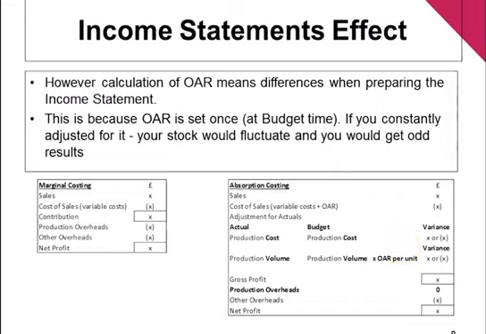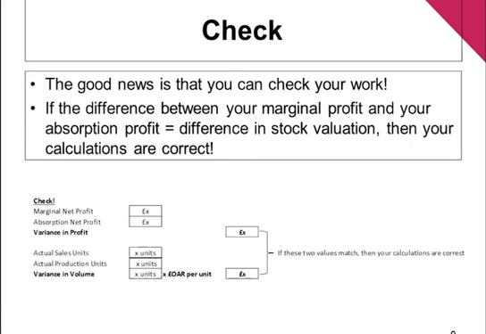All right. So the other thing to notice is your production overheads have gone to zero in this particular example. Your production overheads in marginal costing has stayed there, but this one is at zero because you've used and adjusted for it up here in your OAR calculation and adjustment for actual versus budget. So that's another thing to remember.